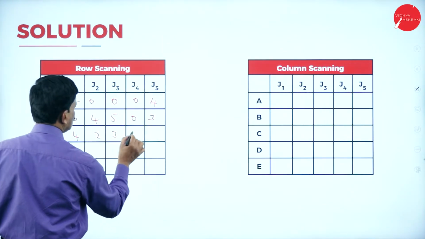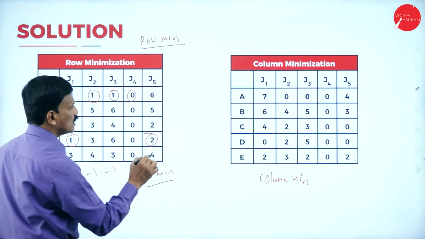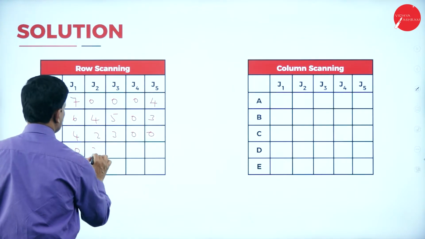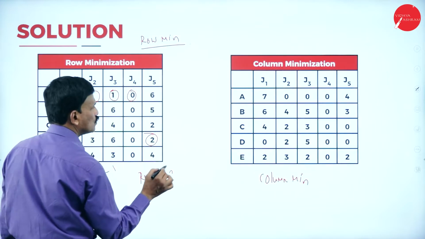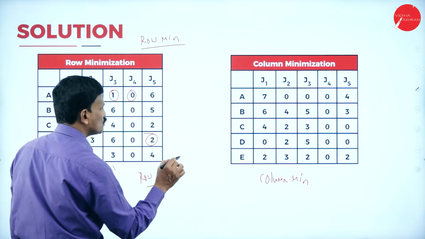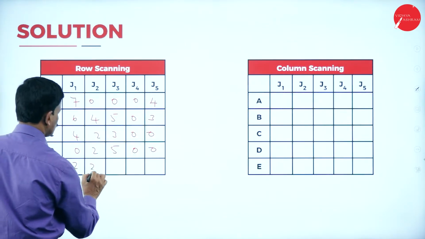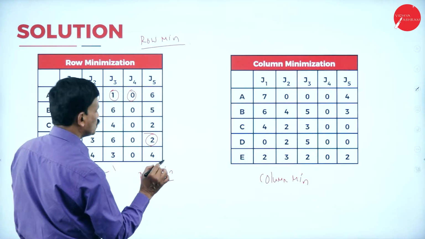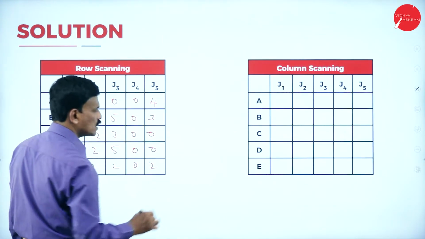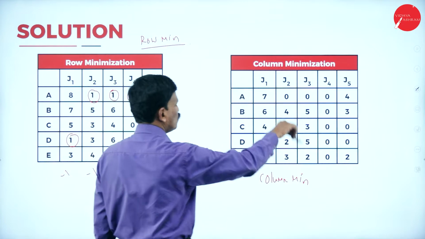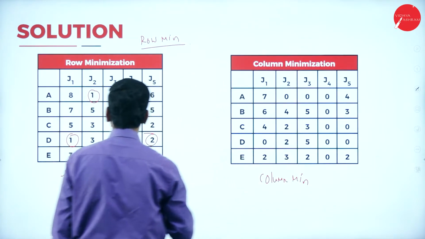4, 2, 3, 0, 0. Again 0, 2, 5, 0, 0. 2, 3, 2, 0, 2. So this is the matrix from this column minimization as well as row minimization.